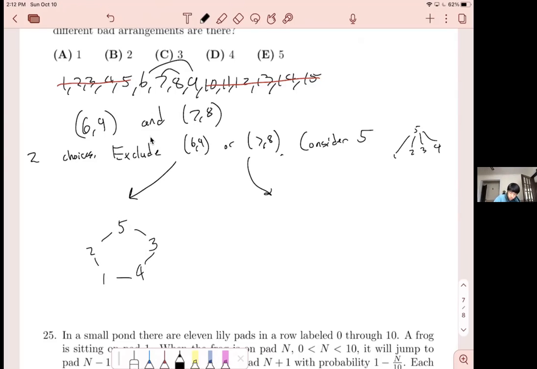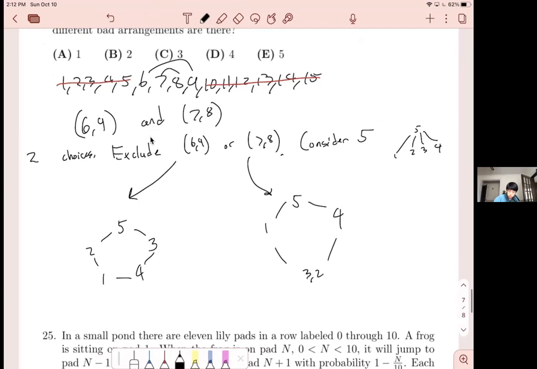And then the other case, when you're excluding 7 and 8, that means that 2 and 3 can't be neighbors of 5. So that means that 1 and 4 have to be the neighbors of 5. And now we're ordering 3 and 2. You can't have 3 over here because then that sums to 7. So this has to be 2, and this has to be 3. Once again, you can convince yourself that 7 and 8 don't appear here, and these two arrangements are different.